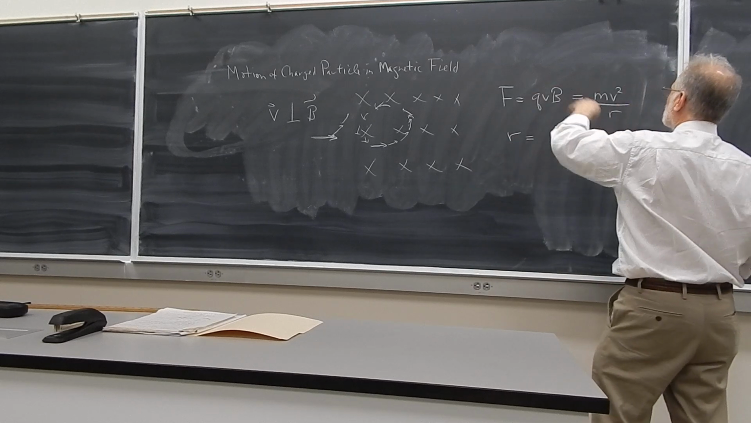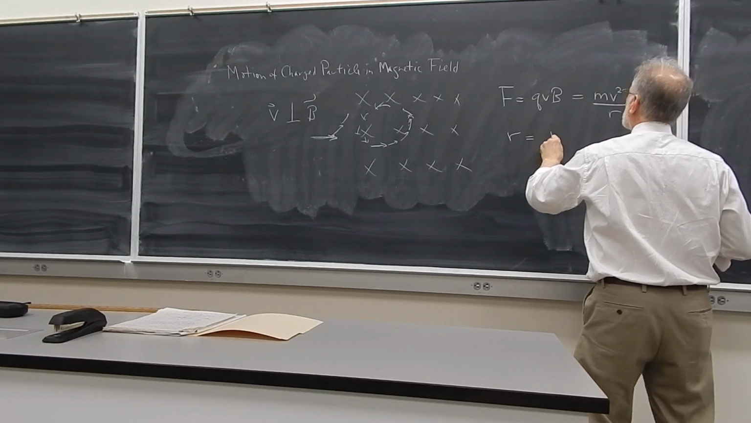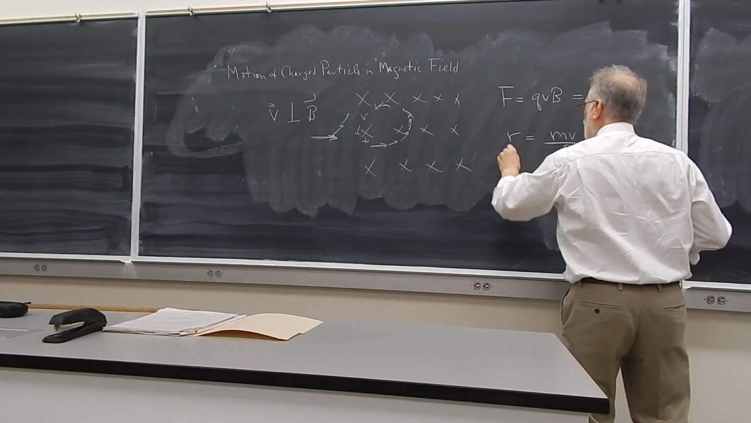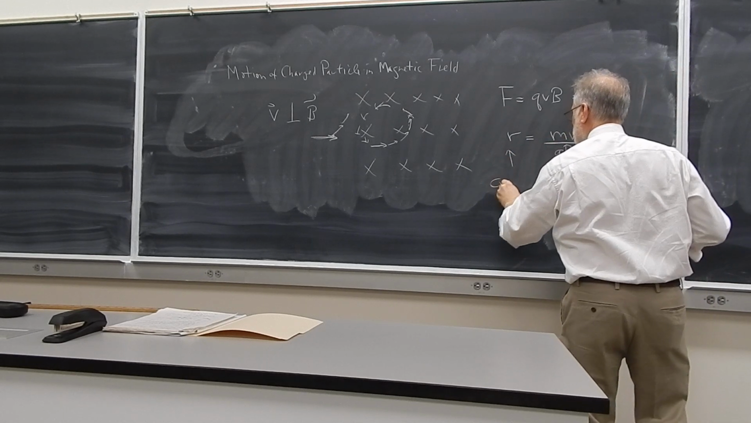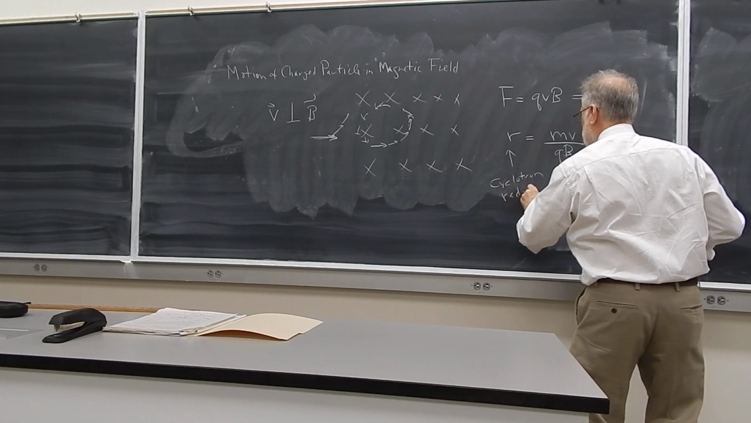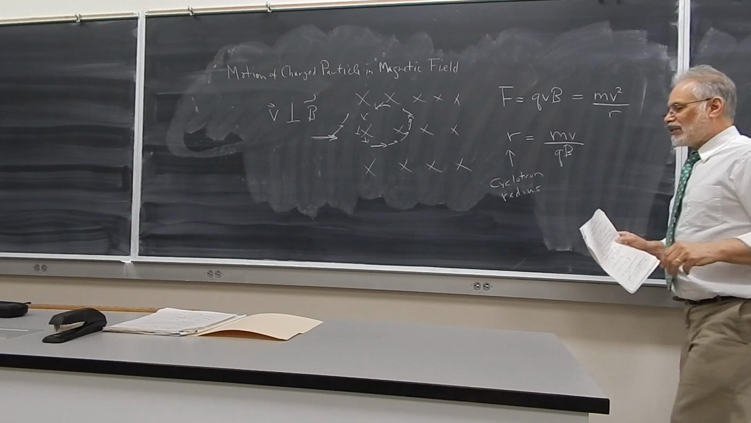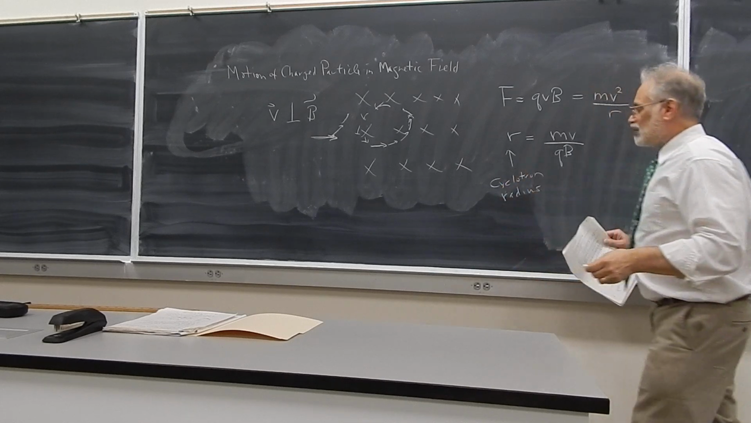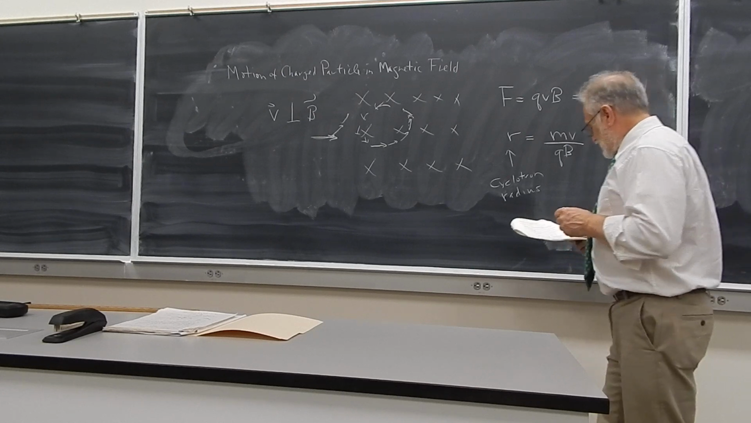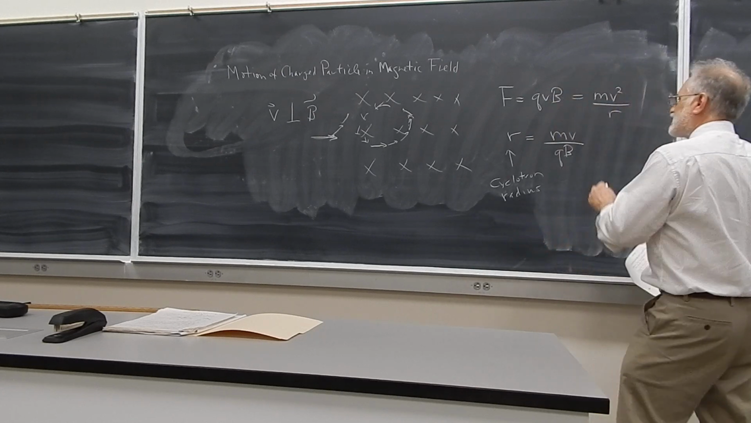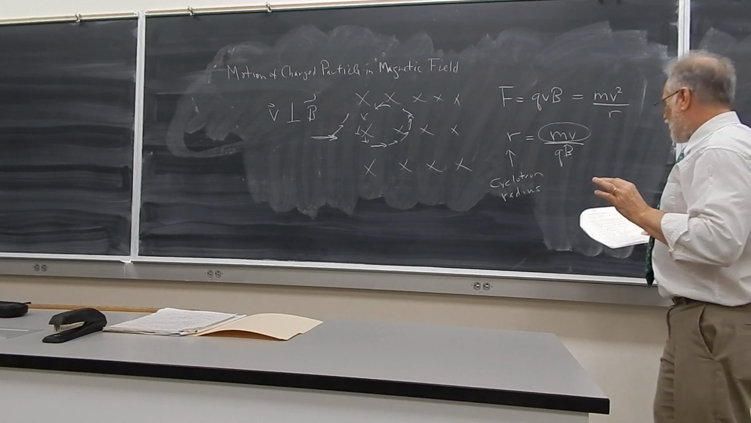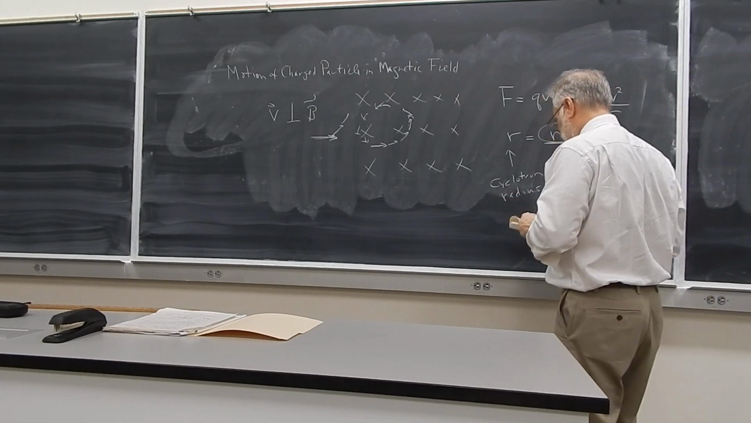Just a little bit of algebra shows that this is going to be equal to mv over qB. Oftentimes we call this radius a cyclotron radius, because this is one of the ways that we produce this kind of motion in a cyclotron, where we accelerate charged particles. So notice that the radius is proportional to the momentum of the particle. Kind of an interesting relationship.